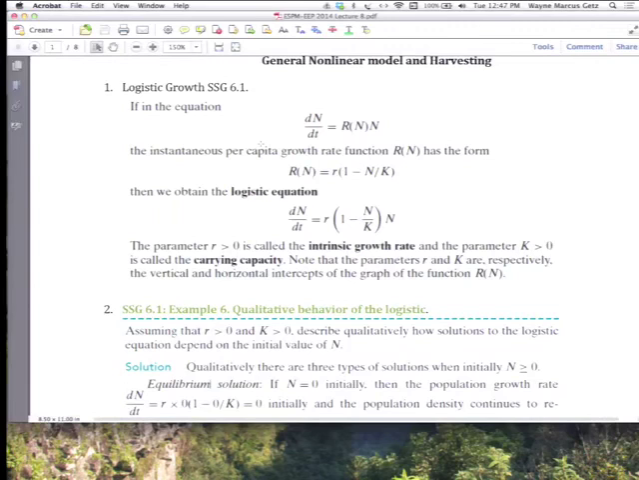If we write this as a function of n, and we write here f of n versus n, then remember, this is the per capita rate of growth. This is the total rate of growth. So it's the per capita times n to get the total. Then this becomes quadratic. And it goes through 0, and it also goes through k, and it has a maximum.